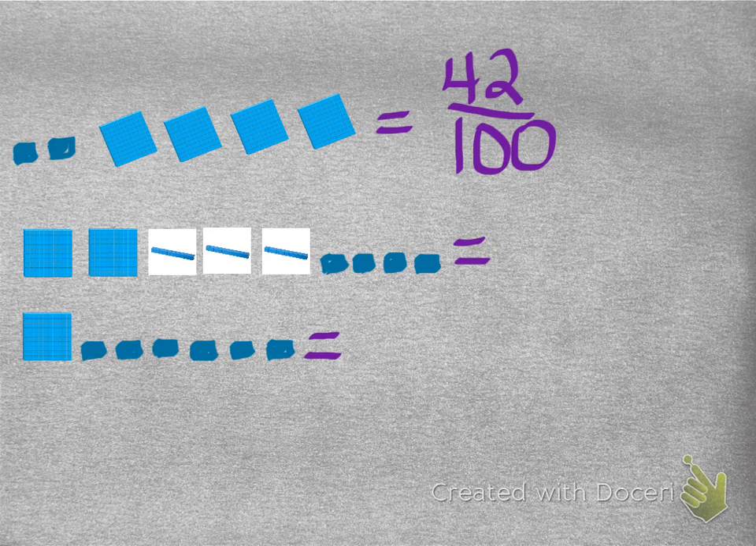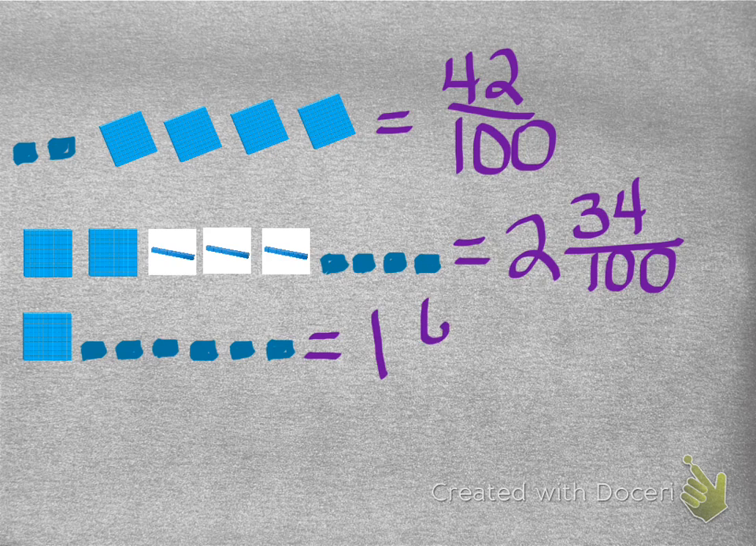In this instance, we would have 2 and 34 hundredths. Okay, the next one, we've got 1 flat and 6 cubes. So our mixed number would end up being 1 and 6 hundredths.